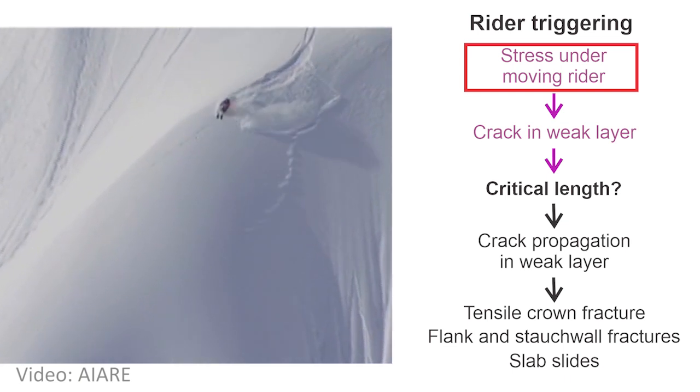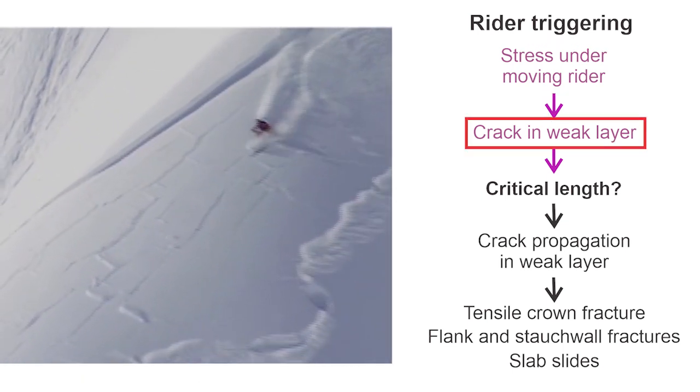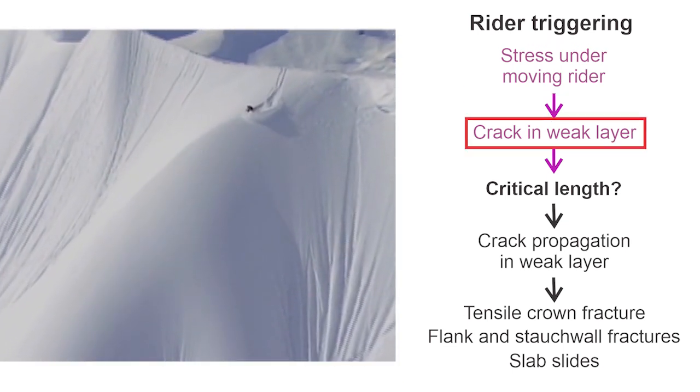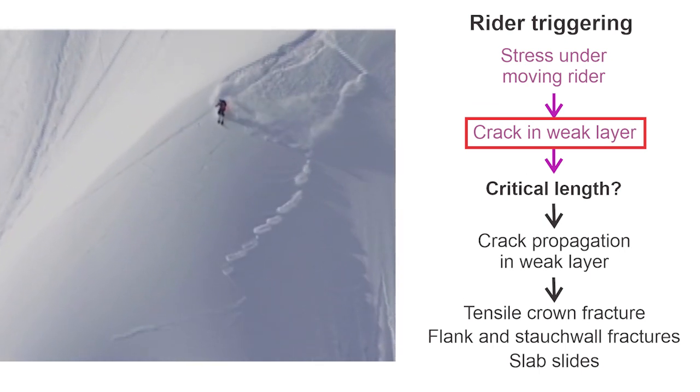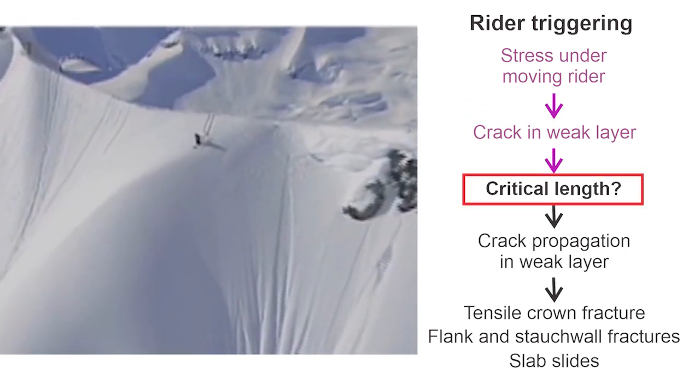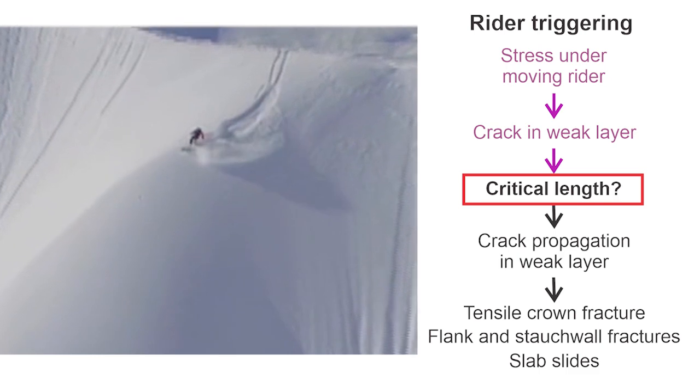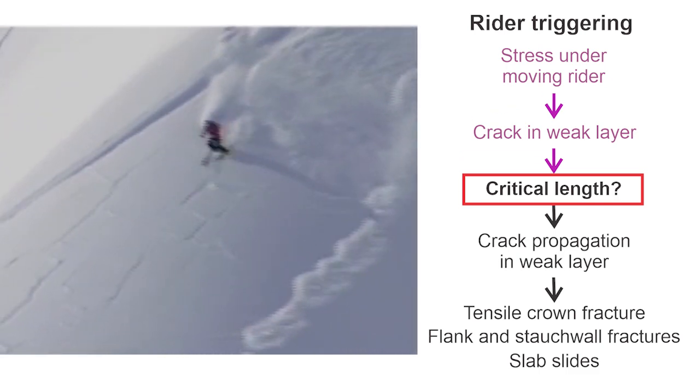Starting at the top with a moving rider, the stress under the rider directly starts a brittle crack. To show the effect of rapid loading on the crack length required for propagation, Karl Birkeland used a version of the propagation saw test in his research.